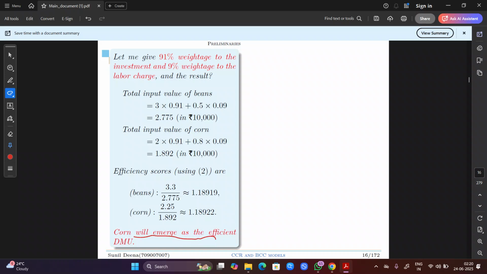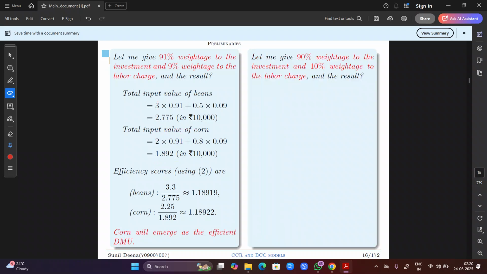The calculation is very simple. You can see here the total input value of beans: 3 is as it is, and here 91% is multiplied, 3 by 0.91, plus 0.5 multiplied by 0.09, and the answer we have got is 2.775. And the total input for corn is 1.892. Next, let me give 90% weightage to the investment and 10% weightage to the labor charge. What will be the result?